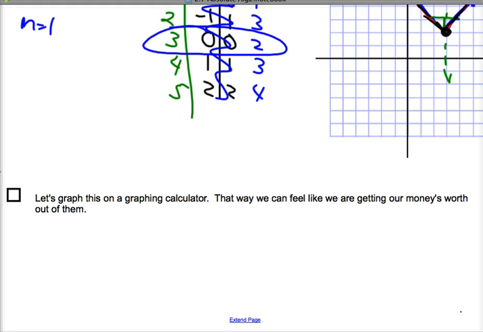Let's graph this on a graphing calculator. I don't have my calculator brought up right now, so you have to ask me about that in class.